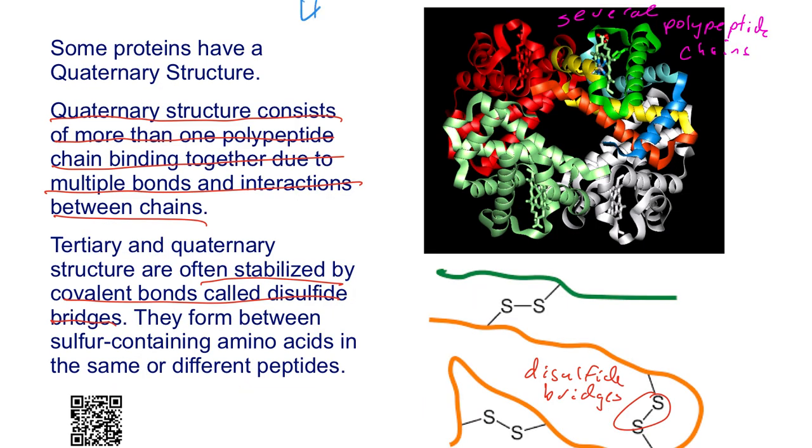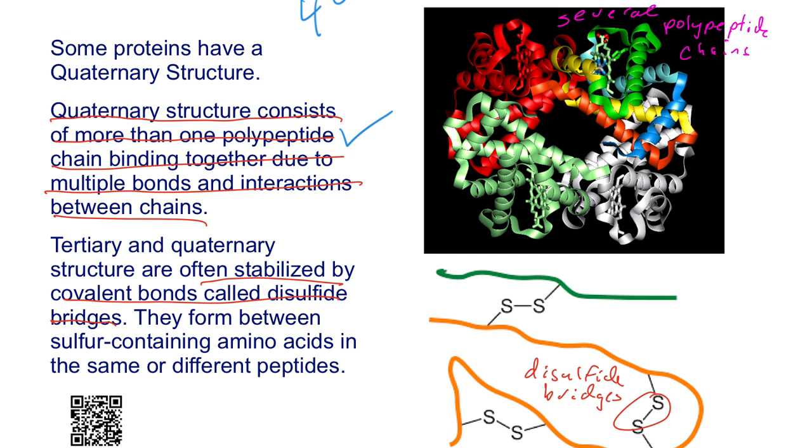Well, then finally, quaternary structure consists of two or more polypeptides, it could be more, interacting with each other to make one giant protein. So there's one or more polypeptides binding together due to all kinds of bonds.